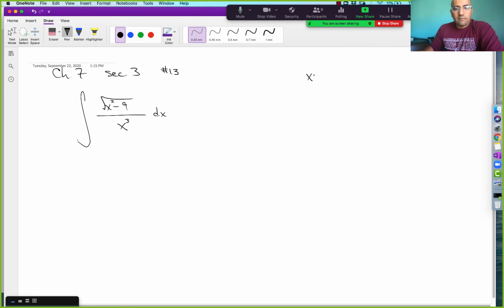Let x equal a, which in this case is 3. Let me rewrite that this way: this is the square root of x squared minus 3 squared, all over x cubed dx. So we want x to be equal to 3 secant theta, and so theta is either in quadrant 1 or theta is in quadrant 3.